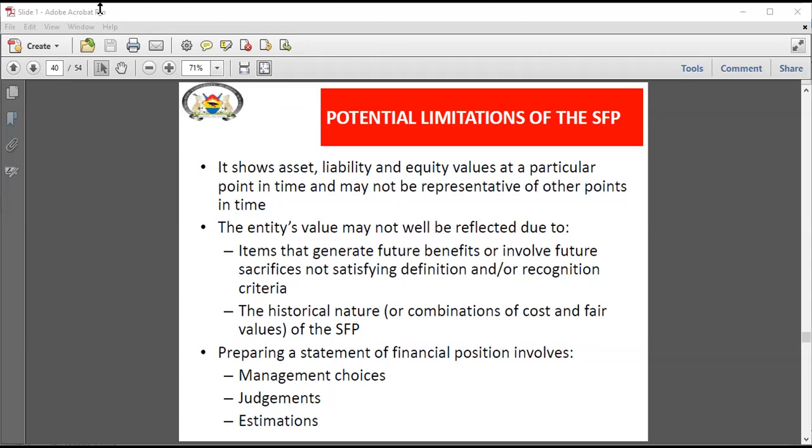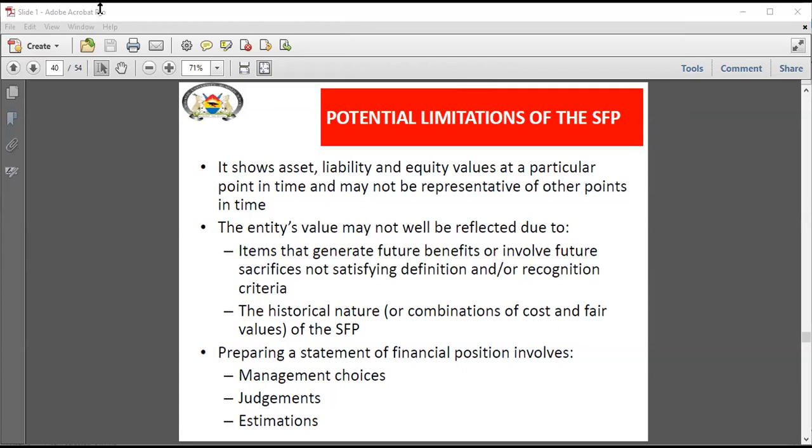For example, take a motor vehicle. It will show us the value of the motor vehicle at that point in time, but may not give us a picture of the market changes or what might happen. So basically the values are historical. You get it? That is why the second point says that the entity's values may not be well reflected, because we use things like historical values.